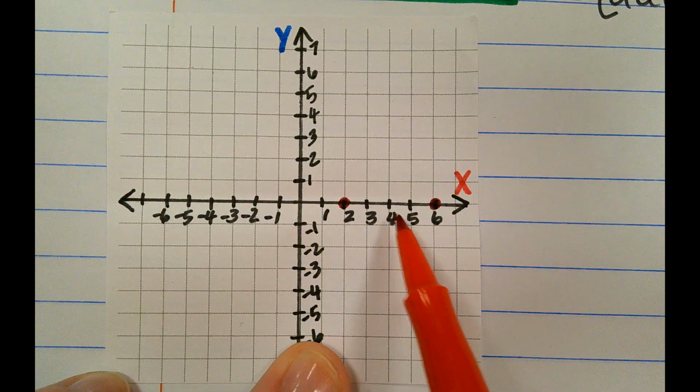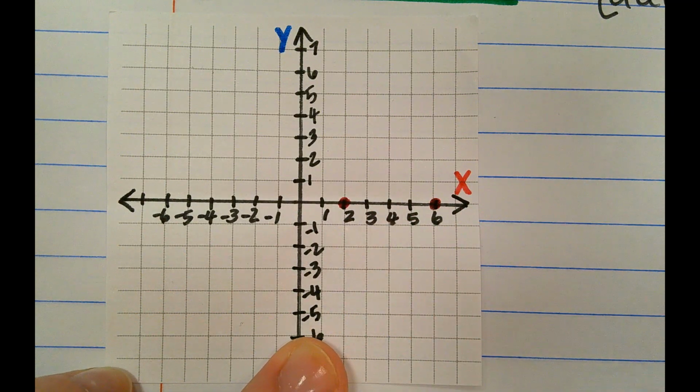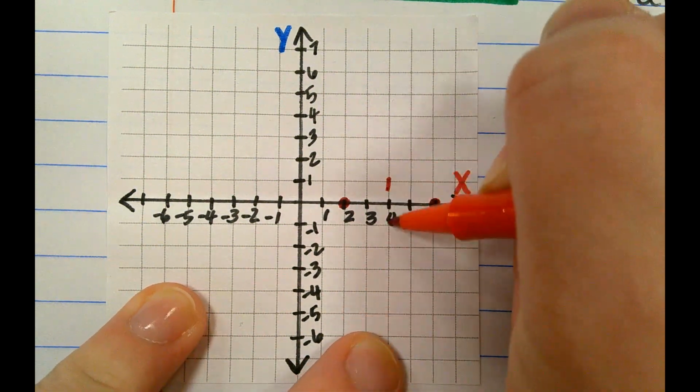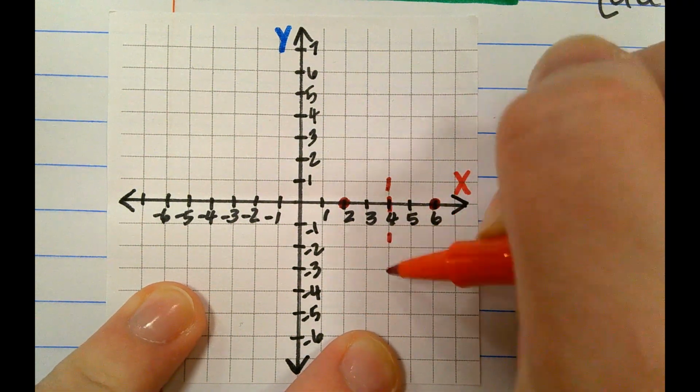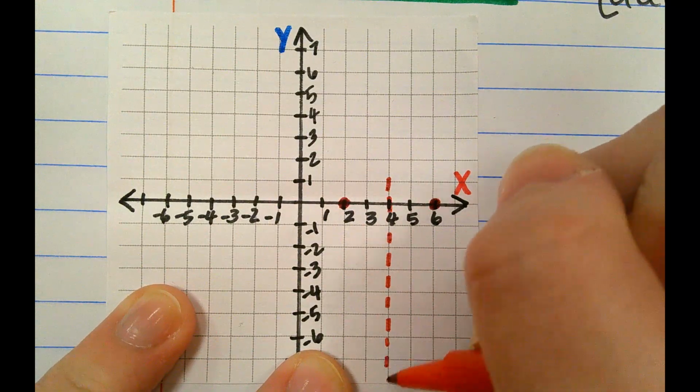The center point between 2 and 6 would be 4. So our axis of symmetry is going to go through +4. So we'll draw a dotted line going through 4.